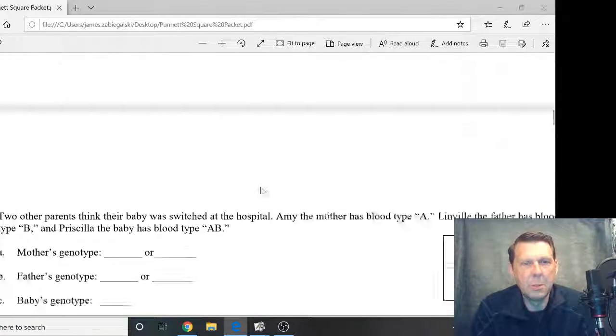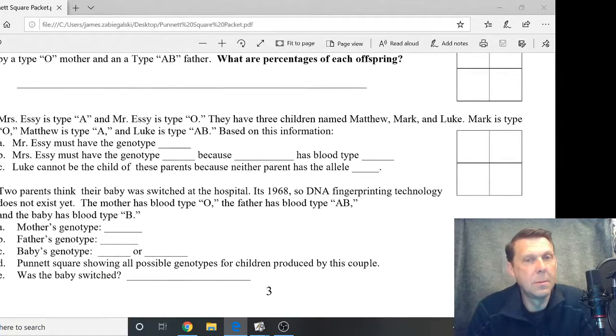Then we'll have some other ones. But these blood ones are fun. Well, I think they're fun, and some of you think they're fun. And that's what matters. Okay, do 4 and 5.